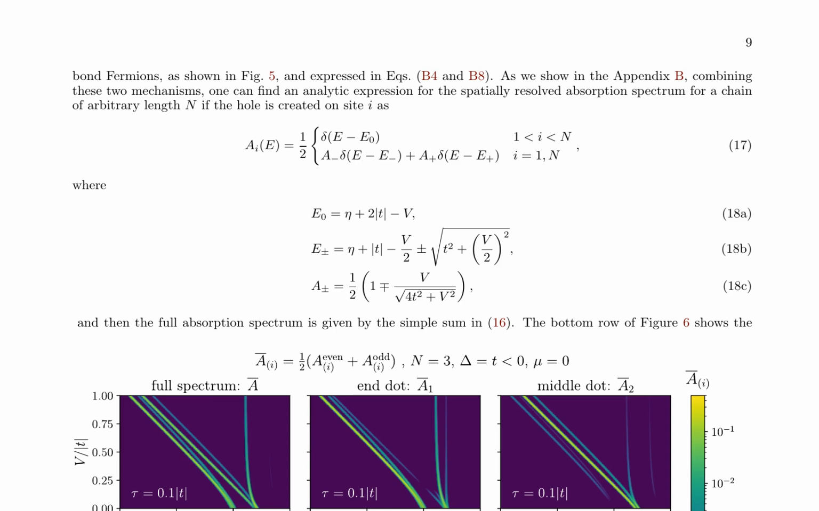The spatially resolved absorption spectrum for a chain of arbitrary length n, with a focus on the case of n equals 3, is discussed in this section. The concept of bond fermions and their role in shaping the absorption spectrum are introduced. An analytic expression for the absorption spectrum is derived, revealing peaks at E0, E+, and E-, each with distinct characteristics.